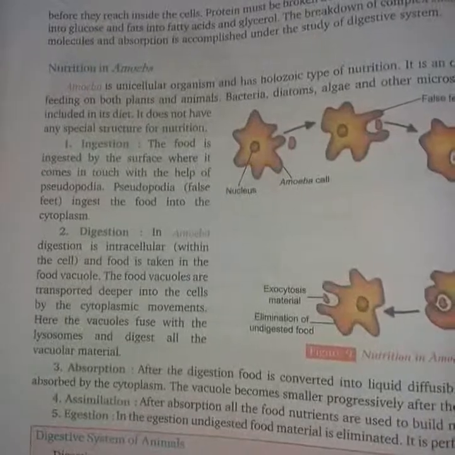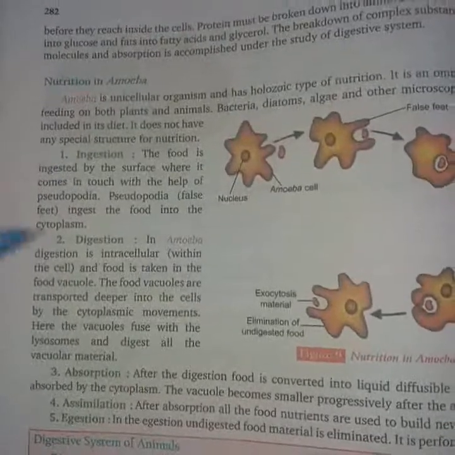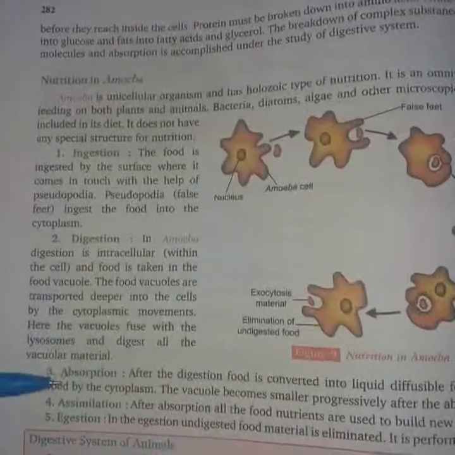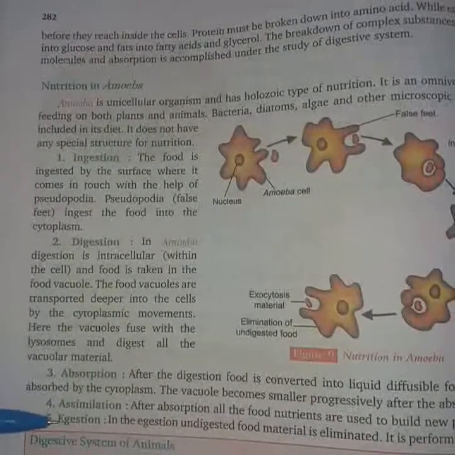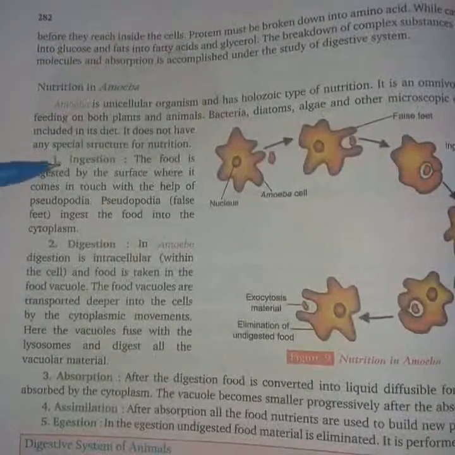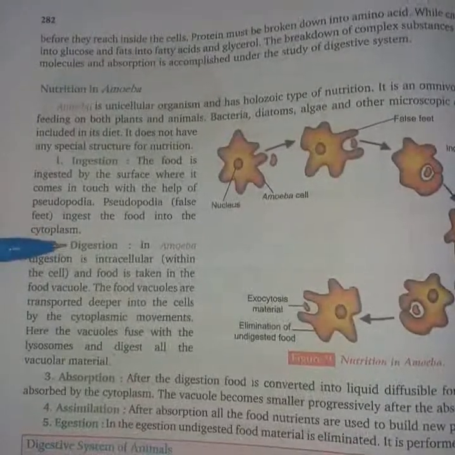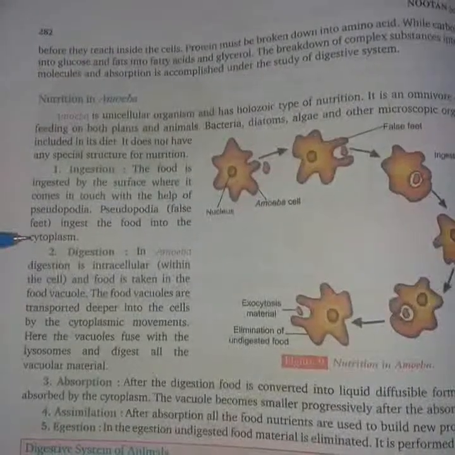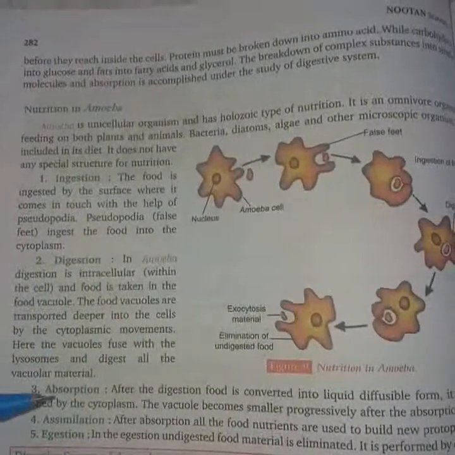Amoeba shows many steps of nutrition. First is ingestion, second is digestion, third is absorption, next is assimilation and last is egestion. Ingestion is when food is taken in. Digestion is when food is broken down into simpler materials. Next is absorption.